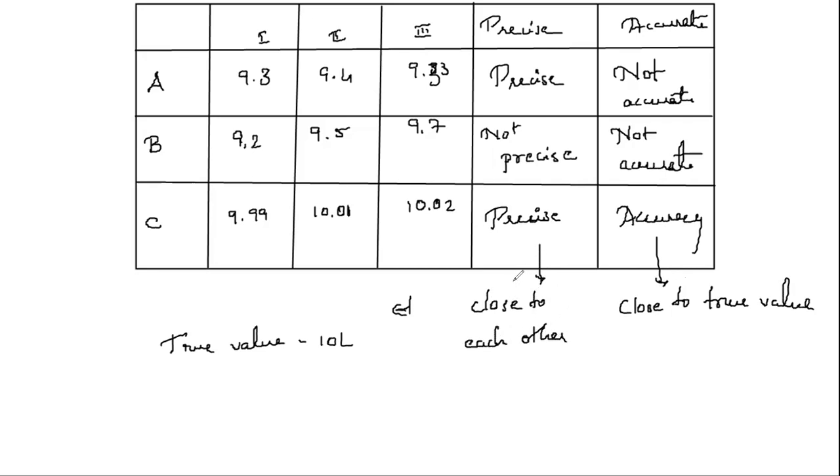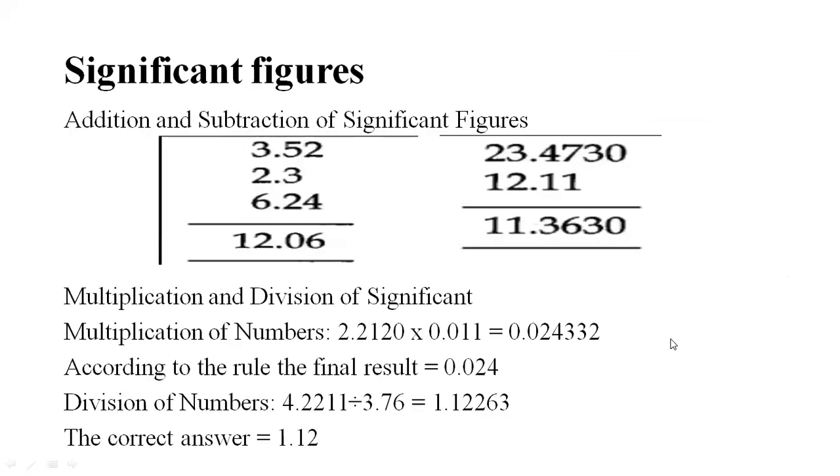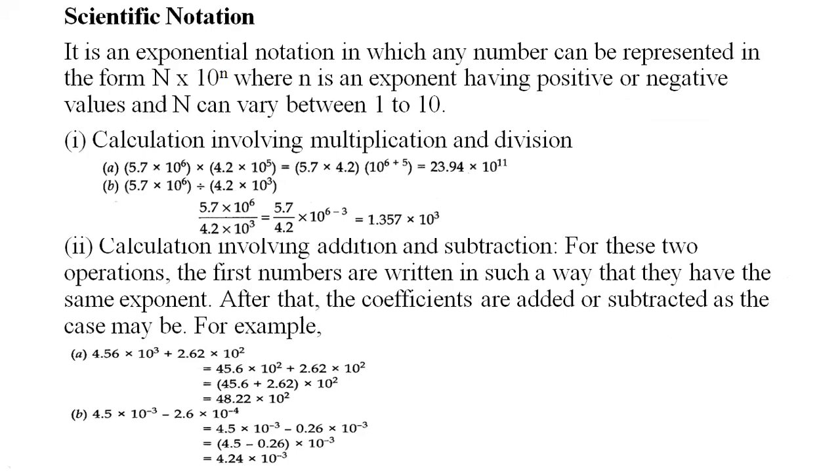So precision and accuracy, this is very important in doing the calculations, right? Very important. Okay. So this is about precision and accuracy. We have seen about significant figures. We have seen about scientific notation. I have given the examples also. You can see here the scientific notation, exponential form, N into 10 raised to n. So for calculations, you can look at the example 5.7 into 10 raised to 6 into 4.2.